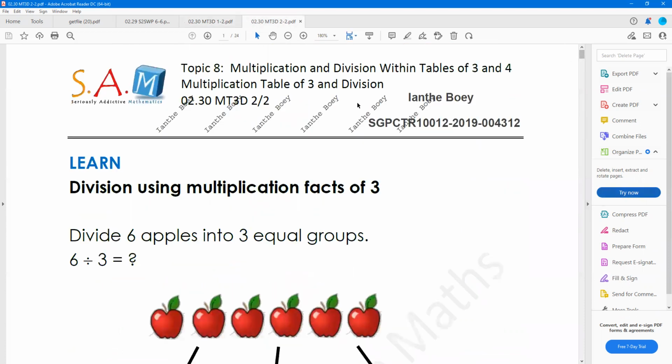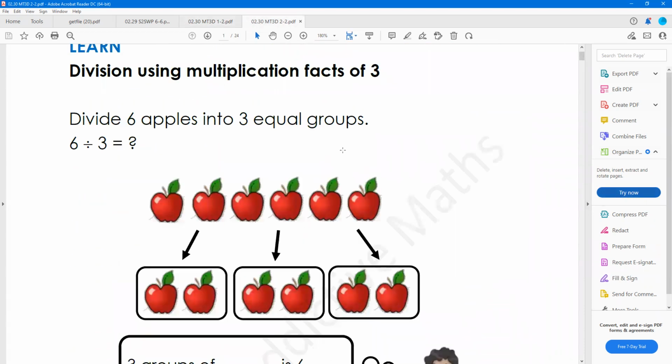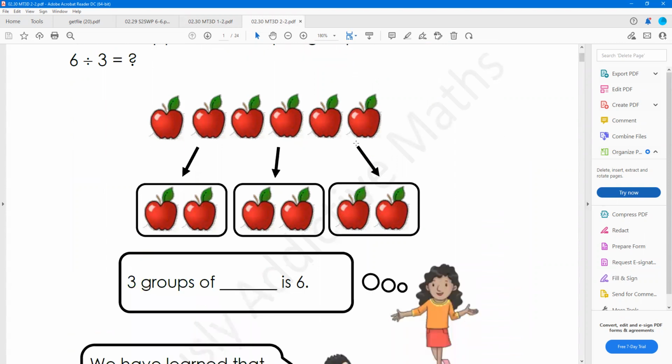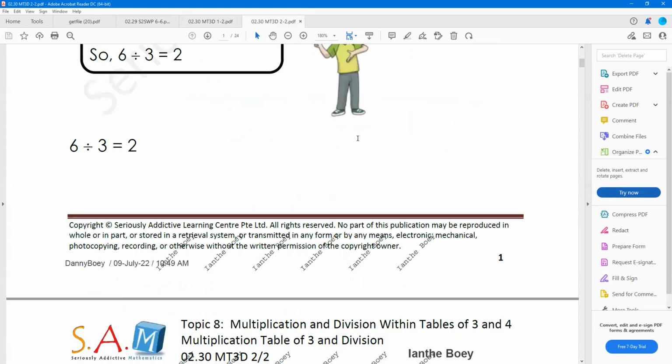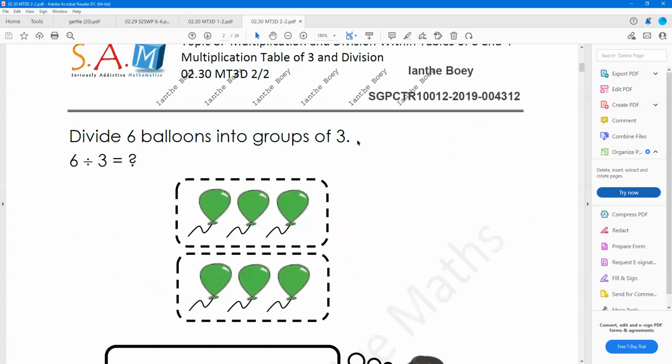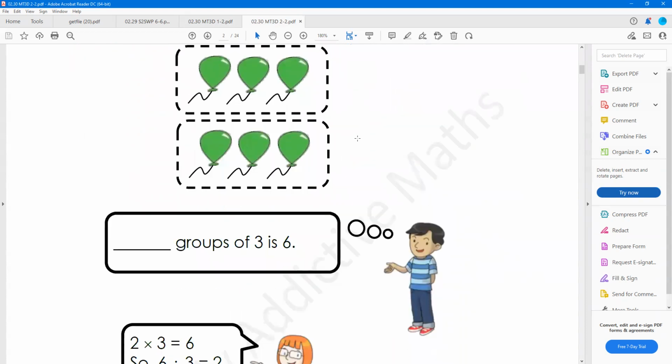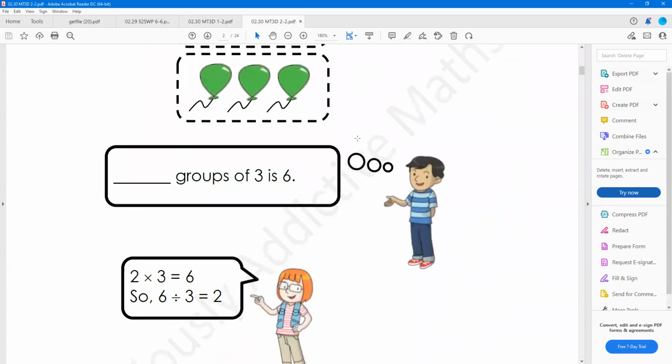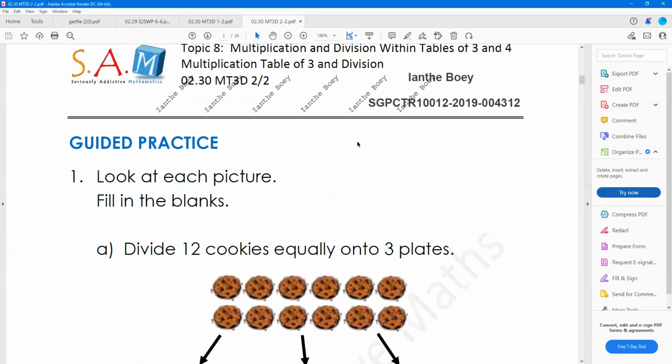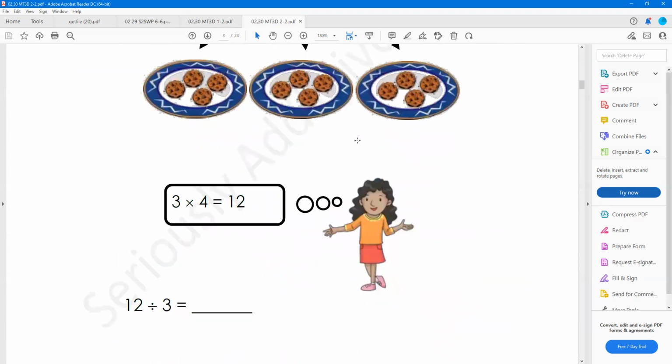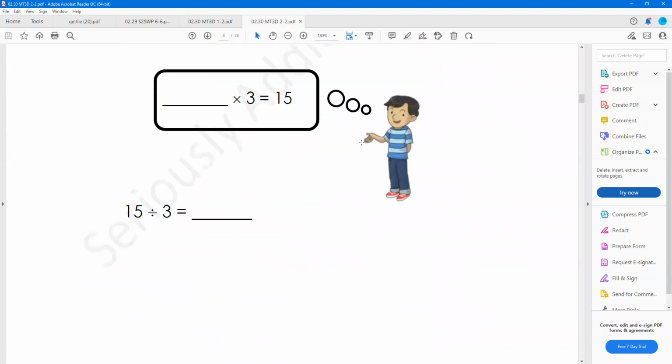So book 2 is division questions. Divide 6 apples into 3 groups, 3 equal groups. What is 6 divided by 3? Okay, so get them to understand that this is about splitting it up into groups. Again, this is something that they've learned before, so it's not anything new. It should be fairly easy to teach them how to do this, so go through the learn segment with them. After that, get them to do the guided practice.